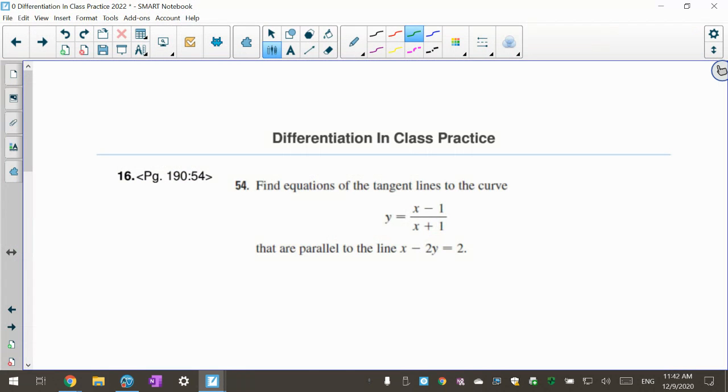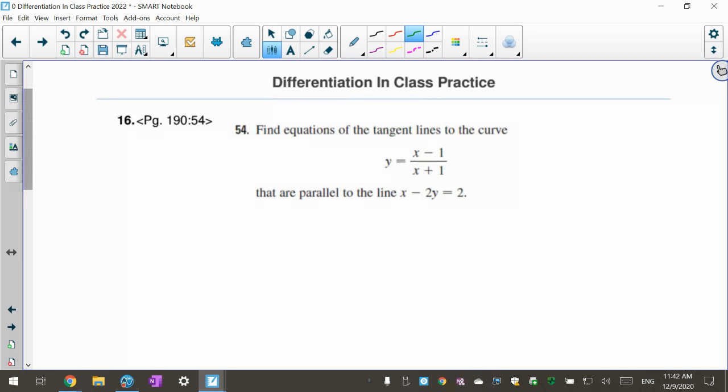All right, this video is a practice of the quotient rule, and we're finding some tangent lines that are parallel to the line x minus 2y equals 2. So I have this function y equals x minus 1 over x plus 1, and I look at this function.